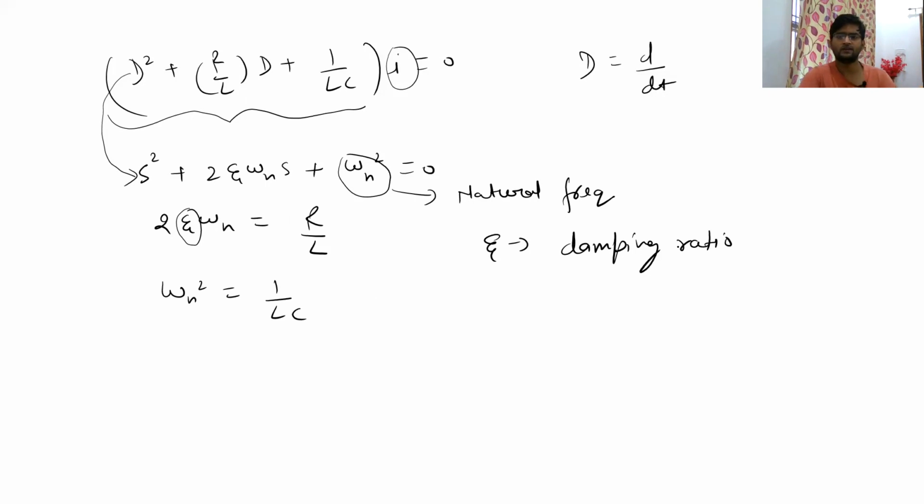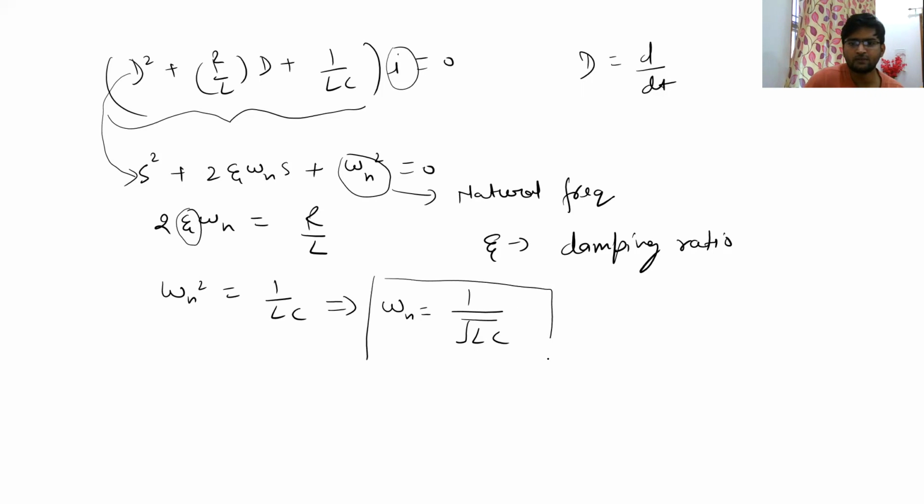You will slowly understand the significance of this term zeta, or damping ratio. But let us move on. From here, we can say omega n is equal to 1 upon under root LC. And this was nothing but the value of resonant frequency that we calculated in any RLC series circuit, right? So this natural frequency comes out to be 1 upon under root LC. And if we put it here, we can find the value of zeta.